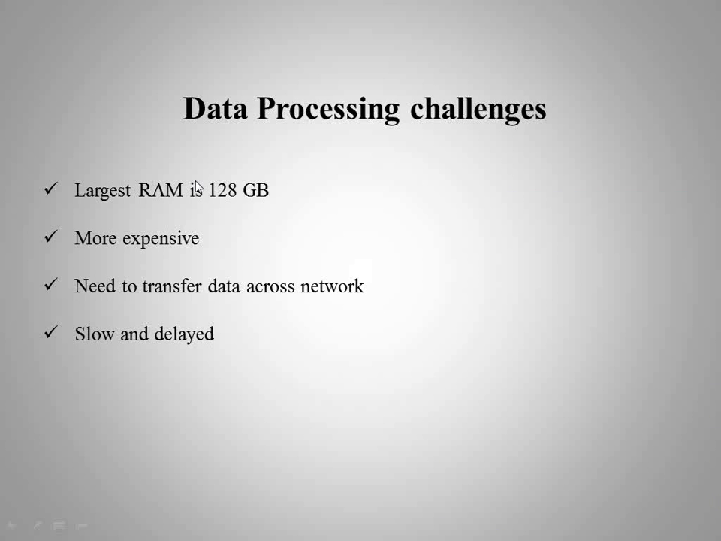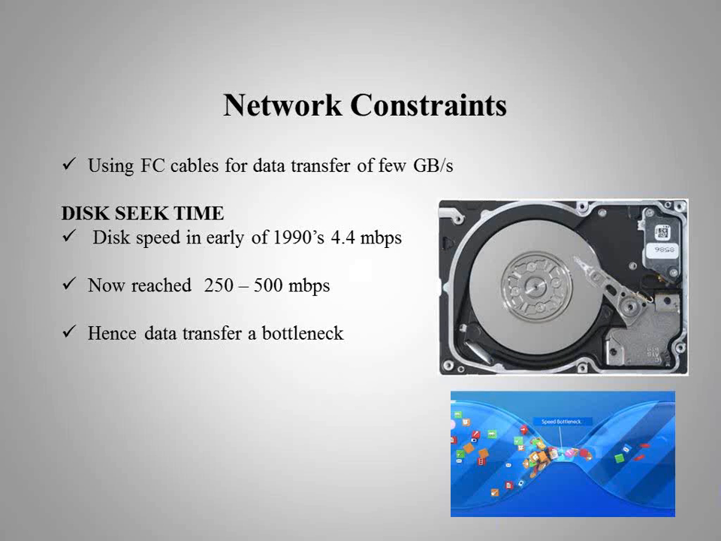Let me talk about the network constraints, because the word network itself indicates that there are several drawbacks. Currently we use FC cables, fiber channel cables, to transfer your data, through which we can acquire a transfer rate of 16 Gbps at most. I think a 16 Gbps transfer rate is not a simple transfer rate. It's huge. Though your network can transfer the data at 16 Gbps at the largest speed, your disks cannot read that fast.